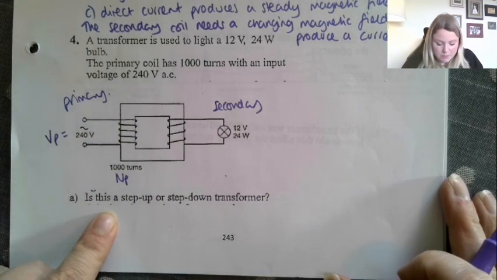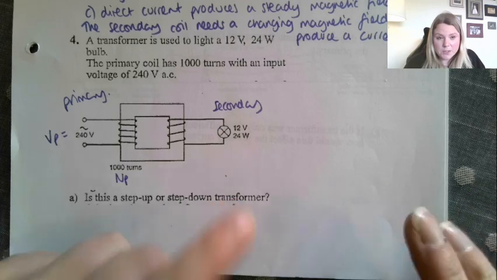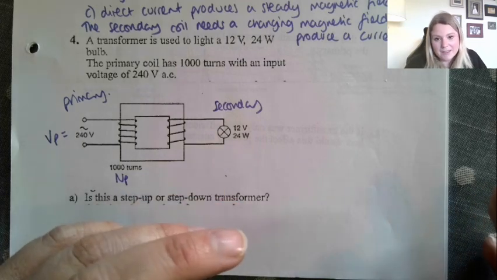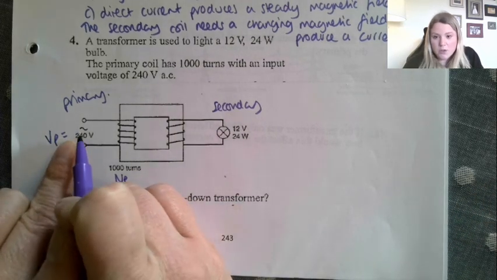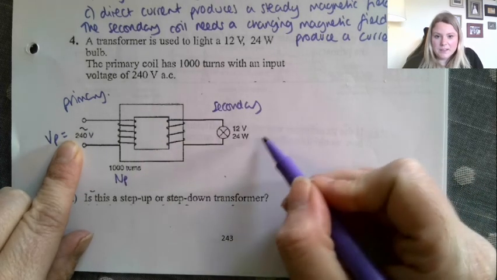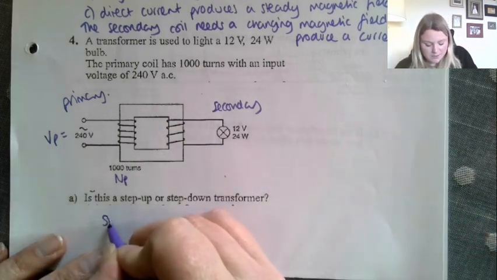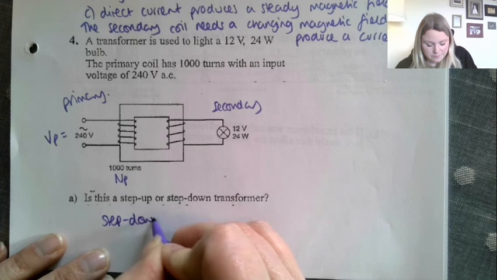Is this a step up or step down transformer? Even before we've done any calculations, we can tell that because it's using a 240 volt supply, and then this is running on 12 volts, so it's a step down transformer.